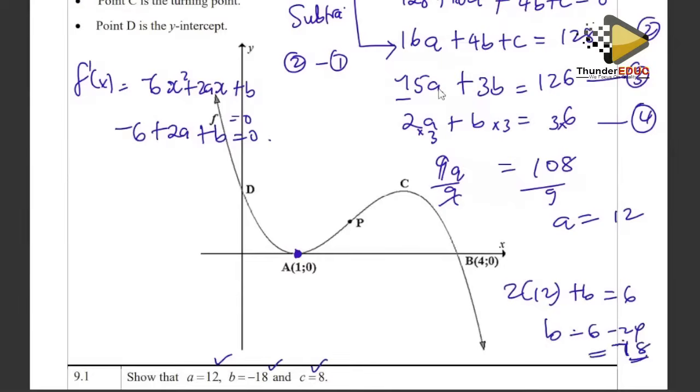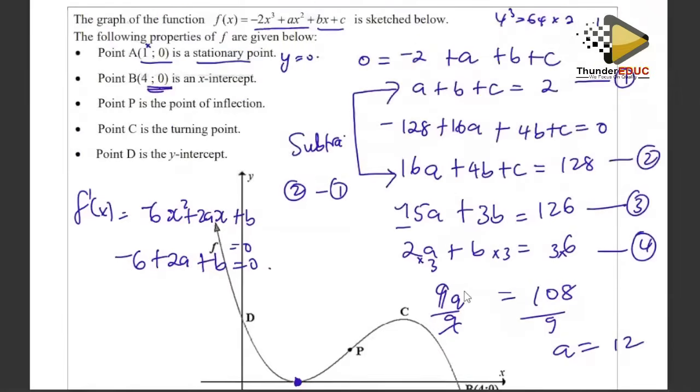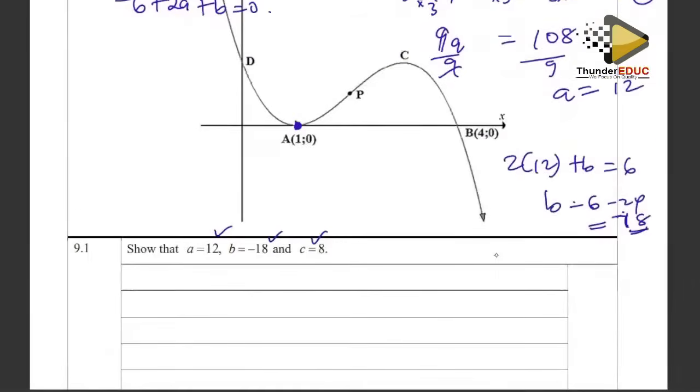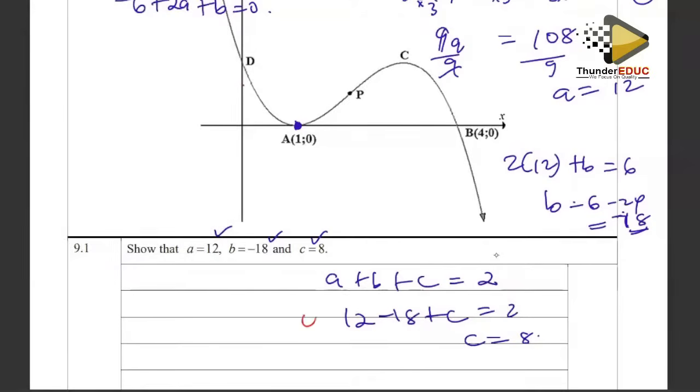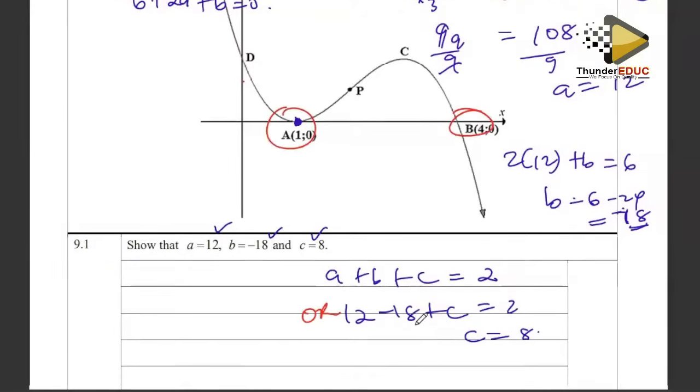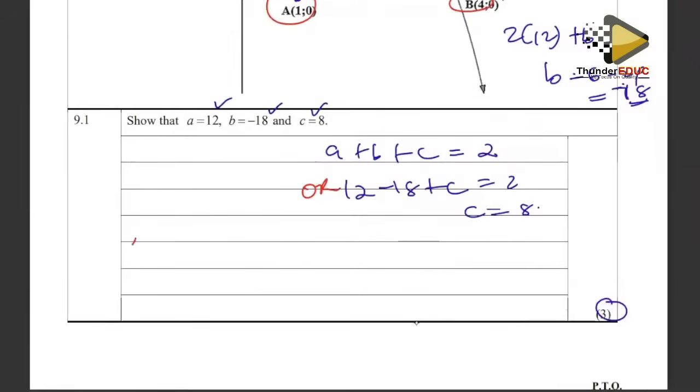And then lastly, we substitute into the first equation, a plus b plus c is 2. So 12 minus 18 plus c is equal to 2, and then c is going to be 8. So what I was saying is that the other alternative is by looking at the points A and B, since they are intercepts. So meaning that if we have A, why am I saying A?